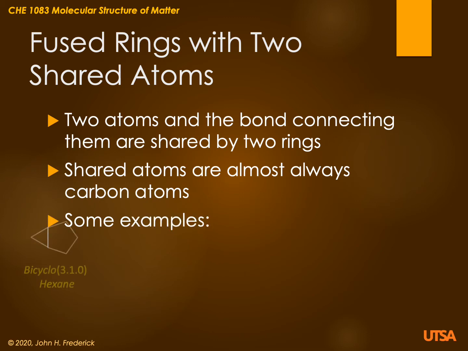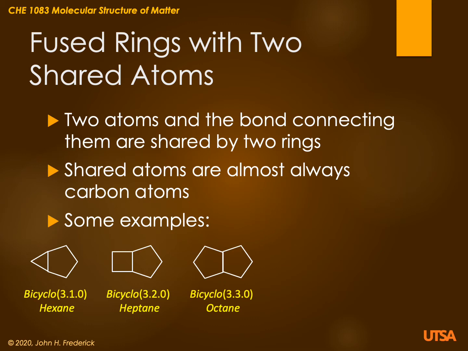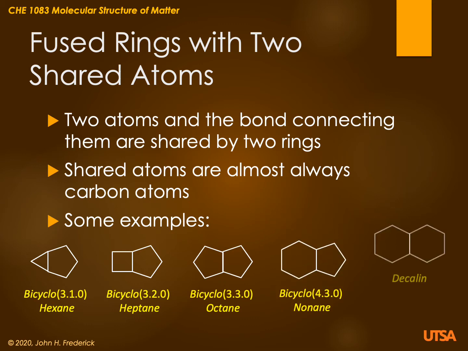Some examples include the following compounds. These are all drawn in bond line diagrams, and you'll notice that the 2 rings that are fused sometimes are the same size rings, as in the bicyclo[3.3.0]octane in the middle, or in the decalin compound shown on the far right. But they also can be different sized rings. It doesn't really matter. As long as they have 2 atoms that are shared between them, they fall into this category.